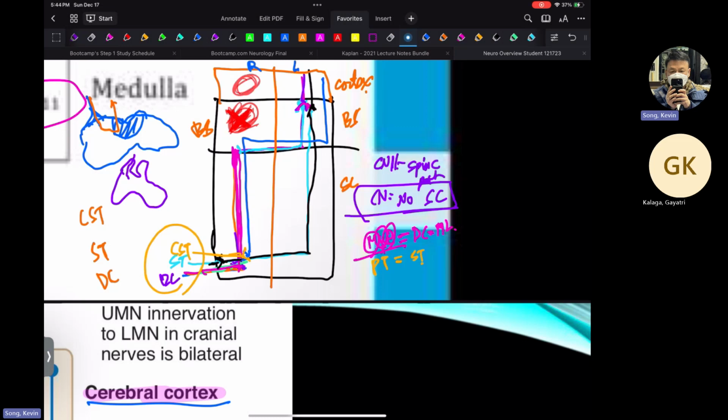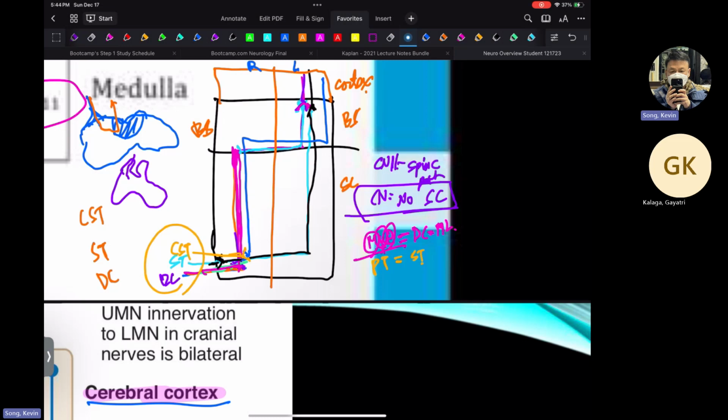How about in here? If I have a lesion in the right side of the cortex, does it affect the MVP on the right side? Nope. Very, very important. Critically important. You have to know this. So in other words, you have to draw this. All you have to do is, in the first 15 minutes, draw this picture exactly the way I drew it. Then everything will be super easy.